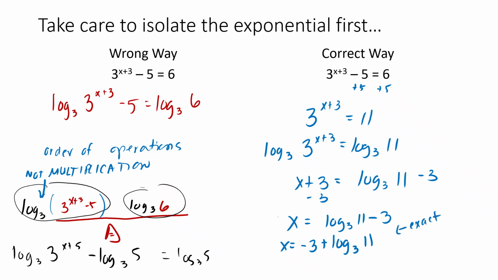Okay. If you are cleared to approximate it, you would go grab your calculator and get a decimal value for that. So we would have x is equal to negative 3 plus 2.183. Like I said, I'm using a calculator that I do not normally use.